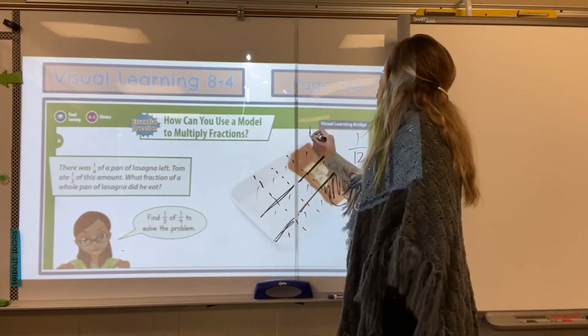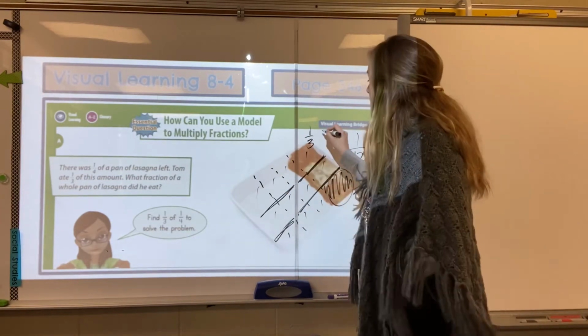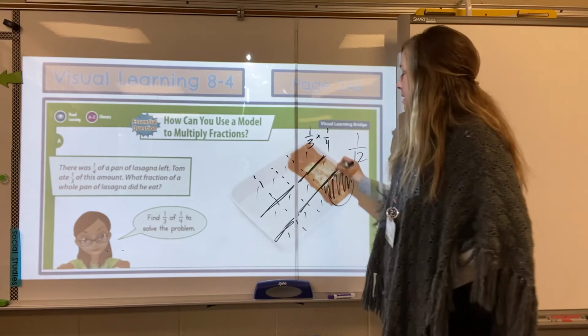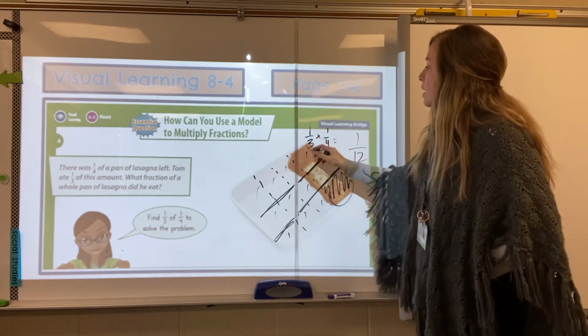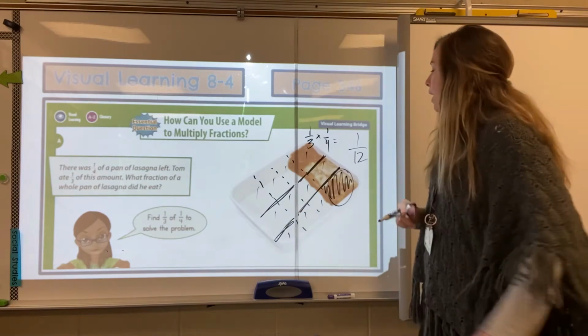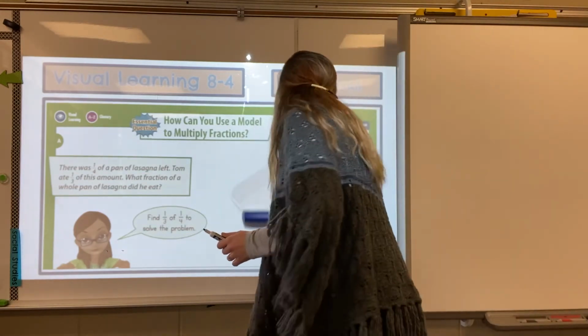And so what you're doing is finding 1/3 of the 1/4. Remember that means multiplication. So when we multiply across the top, 1 times 1 is 1, 3 times 4 is 12. There you go. So let's take a look at the pictures they did down below.